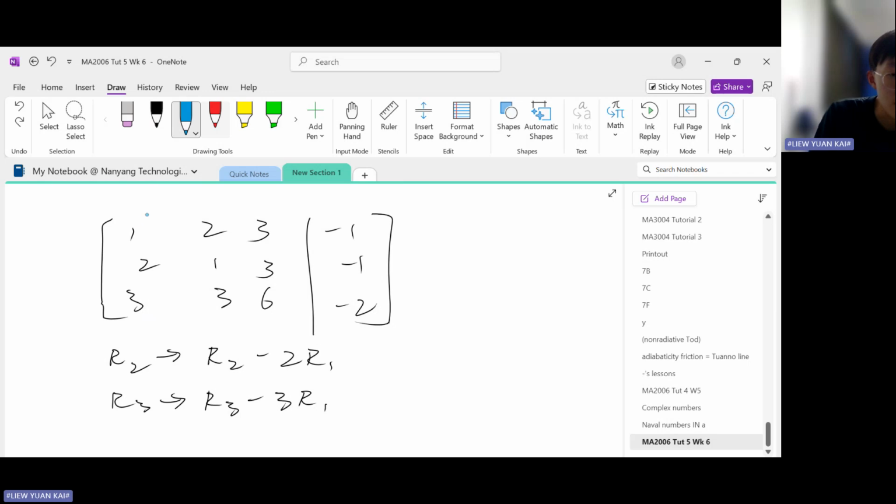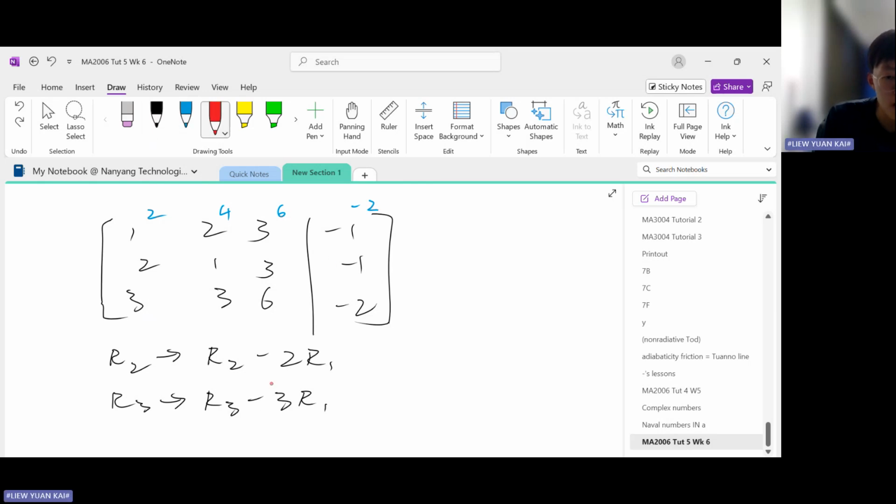So 1 times 2 is 2, 2 times 2 is 4, 2 times 3 is 6, 2 times minus 1 is minus 2. Okay, you see, when I take row 2 minus 2 of row 1, I will take this entry minus this entry. You see, 2 minus 2 will become 0. That is how you kill this entry here. That's how you knock out that 2 in the second row. So that's why I take row 2 minus 2 row 1.